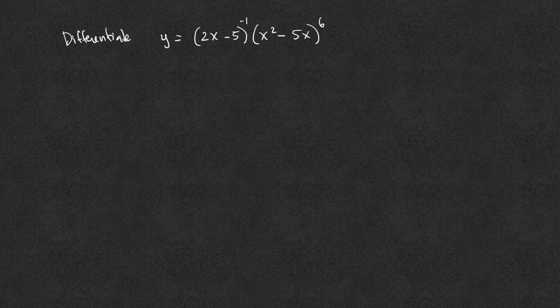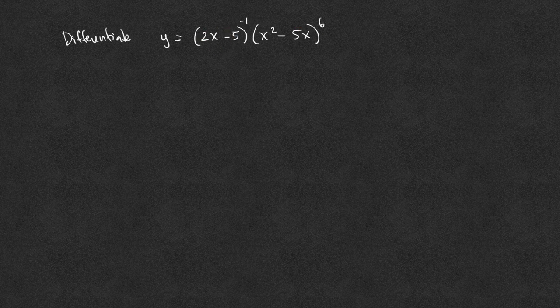Differentiate y equals the quantity 2x minus 5 raised to the negative 1 power times x squared minus 5x raised to the 6 power. You might want to read it out loud so that you know which rule to use. In this case, there is a product, so we know that there is a product rule, and we raise to a power, so we will use the general power rule along with the chain rule.